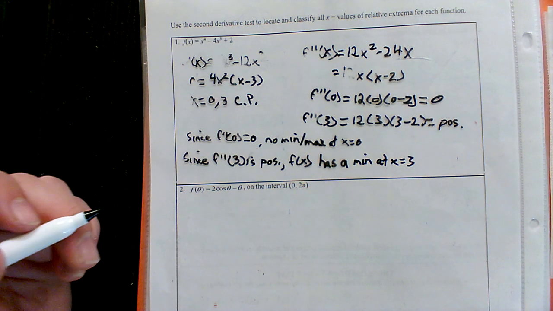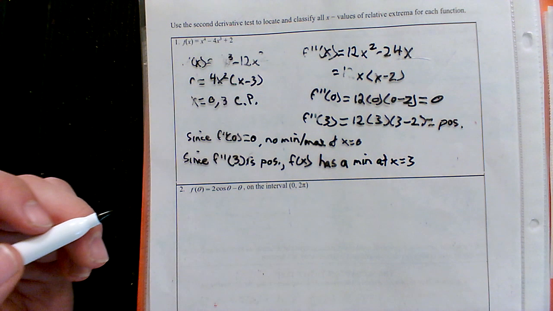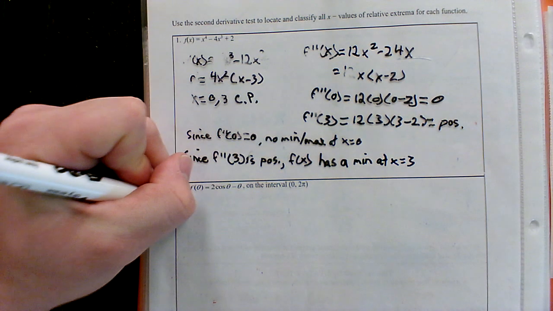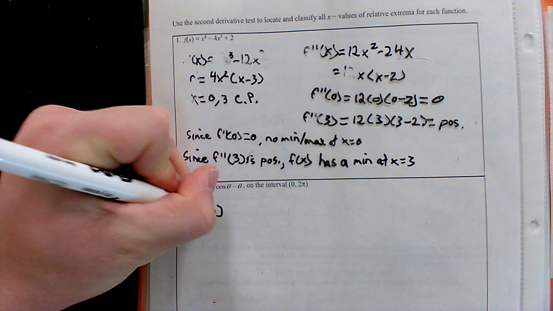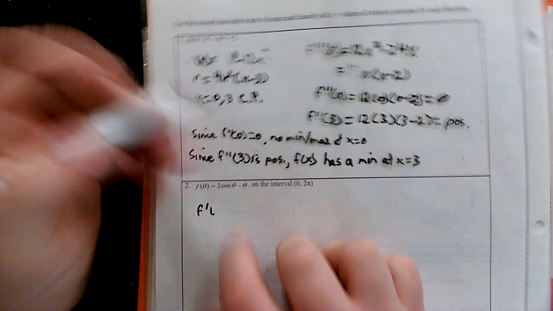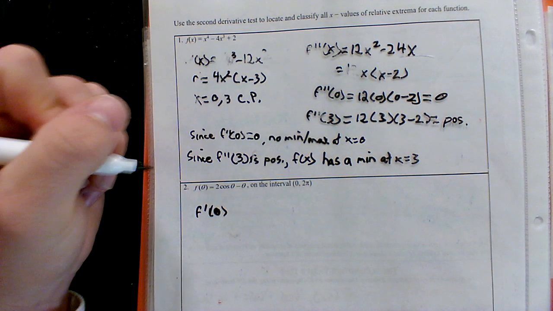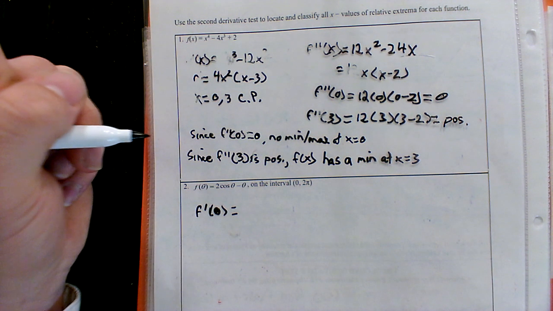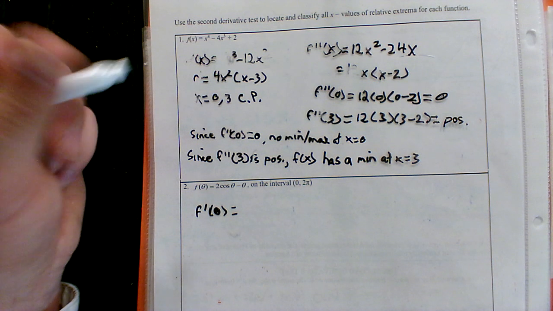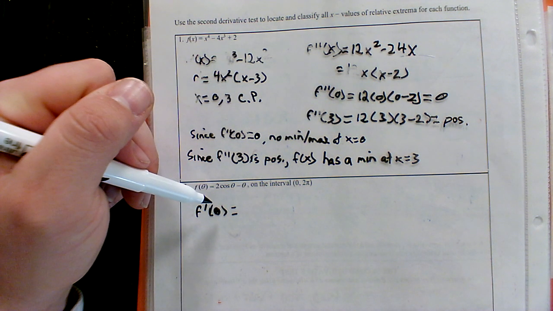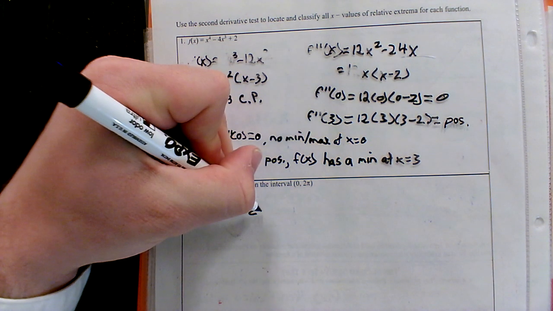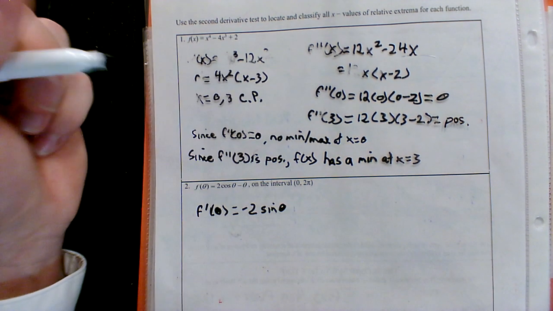First step, we need to do what? Find the first derivative, and we're using that to find what? Well, critical points, yes. So we need to find the first derivative. So f prime of theta. Okay, f prime of theta. What is the derivative of 2 cosine theta? Think the 2 is a constant, so you can leave it out in front. So what's the derivative of cosine? Yeah, so negative 2 sine theta.